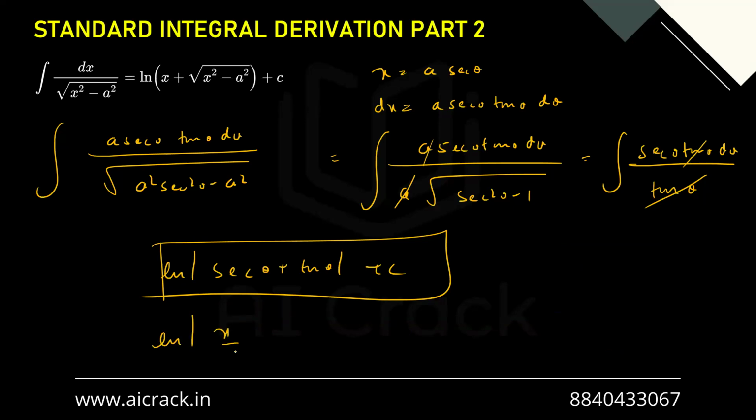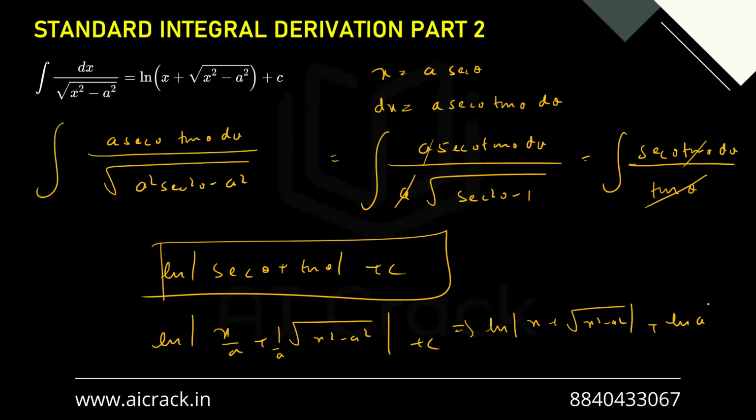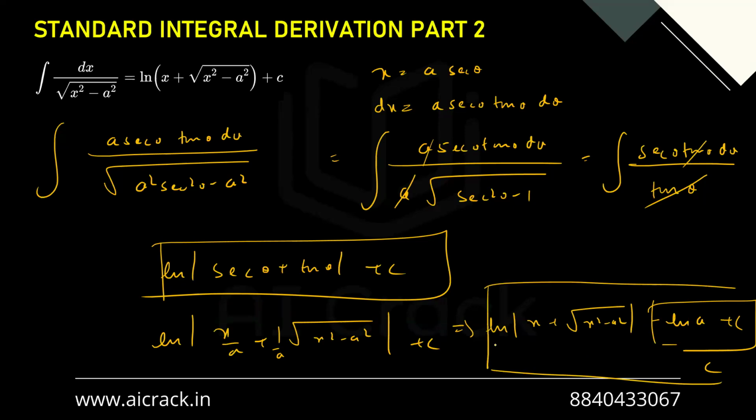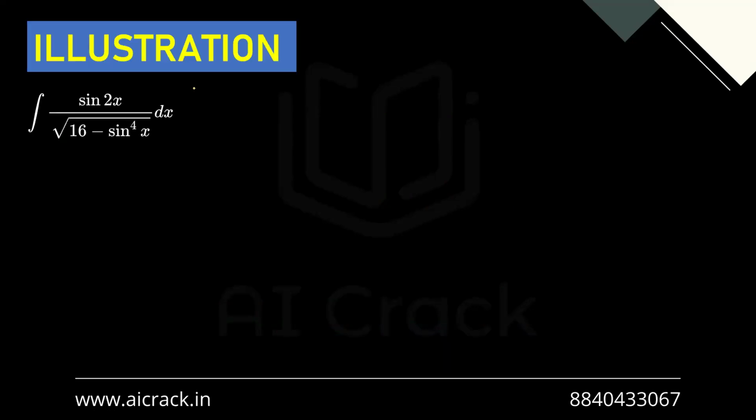ln of (x plus under root x square minus a square) by a, plus c. Now what we can do with the help of the log property? We can write this as ln of (x plus under root x square minus a square) minus ln a, plus c. Now this can be clubbed as some bigger constant C, right? So we have got our result: ln of x plus under root x square minus a square plus some constant, okay? This one.